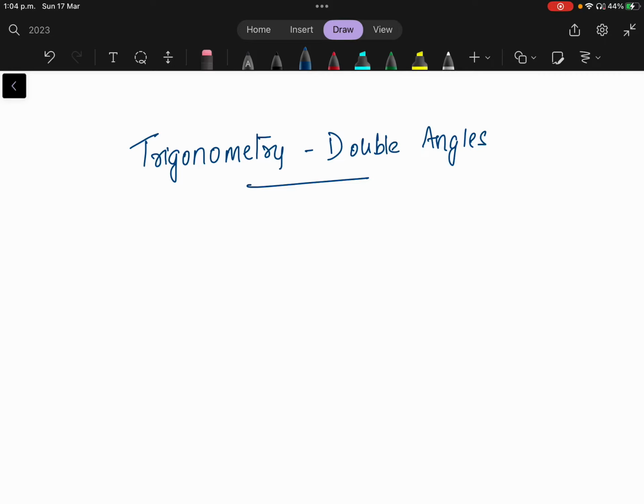Let's learn about double angles in trigonometry. You would have learned compound angles. Like in the previous video, we learned something about compound angles. For example, if you have A and B, and if I say sine A plus B, it's nothing but sine A cos B plus cos A sine B.